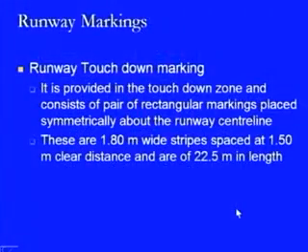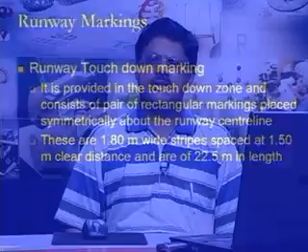These markings, which are provided on either side of the center line marking of the runway strip, are 1.8 meters wide, and they are spaced at a 1.5 meter clear distance, that is, from the end of one marking to the start of the other marking, the distance is 1.5 meters. The length of these markings is 22.5 meters. So, they are 22.5 by 1.8 with a gap of 1.5 meters.